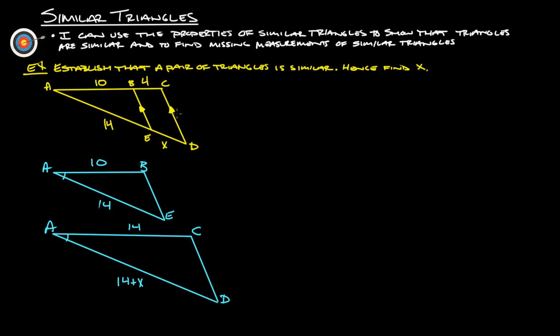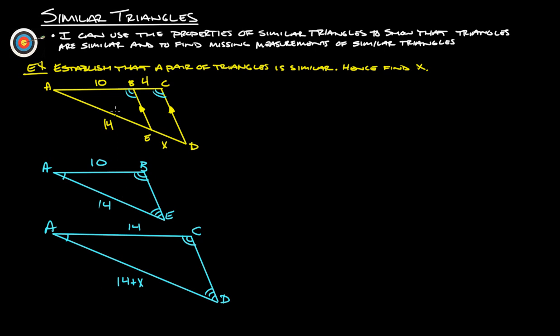Since, again, these are parallel lines, these angles here, here, and here have to be the same. So that is this and this. And since we have two of the three, that means by default the last angle also has to be the same measure as the other here. Okay, so we've now established that the pair of triangles are similar.